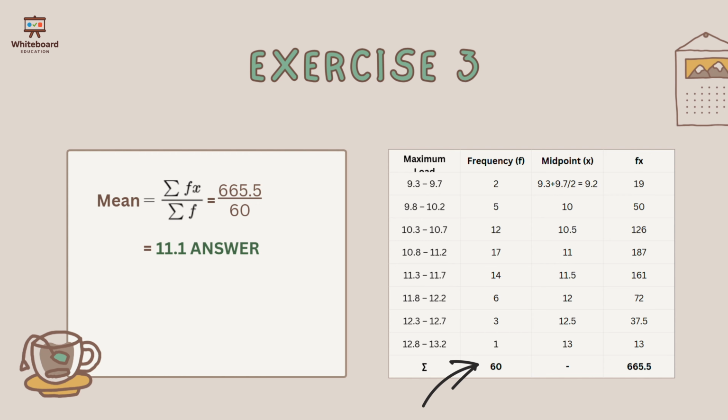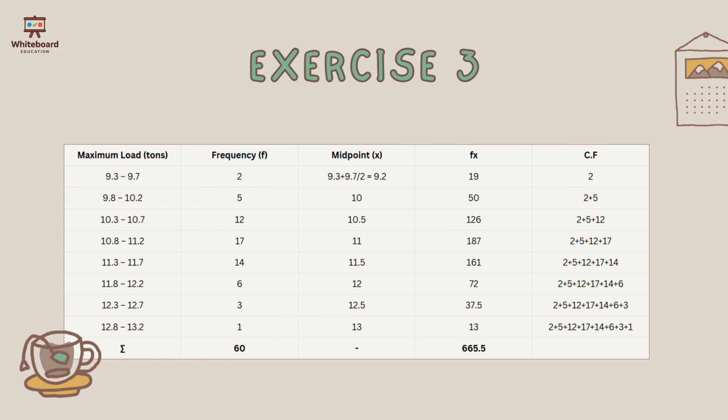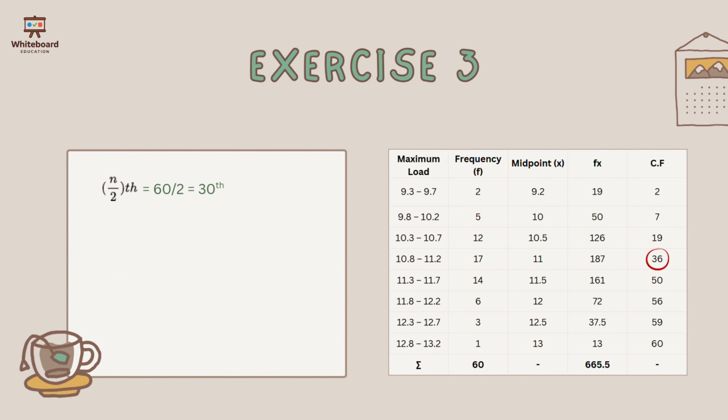665.5 over 60 is equal to 11.1. Now, for median, we need the cumulative frequency. For that we add all the preceding frequencies. This is how it would look like. Now, we first locate the median.